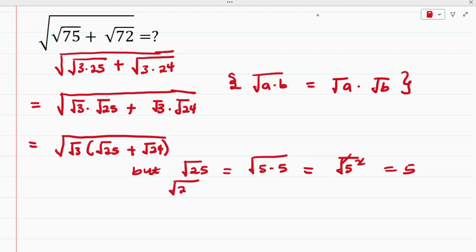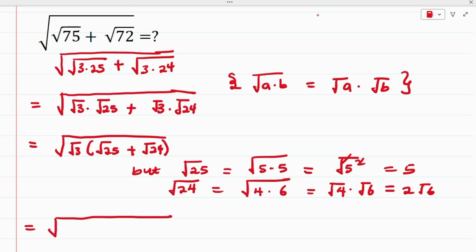And we have that the square root of 24 can be expressed as the square root of 4 multiplied by 6, which is equal to the square root of 4 multiplied by the square root of 6, and the square root of 4 is 2. Multiplied by root 6, we have 2 root 6. So from here we have the square root of the root of 3 into, in place of the root of 25 we're going to put 5, plus, in place of the square root of 24 we're going to put 2 root 6. So we have this right here.